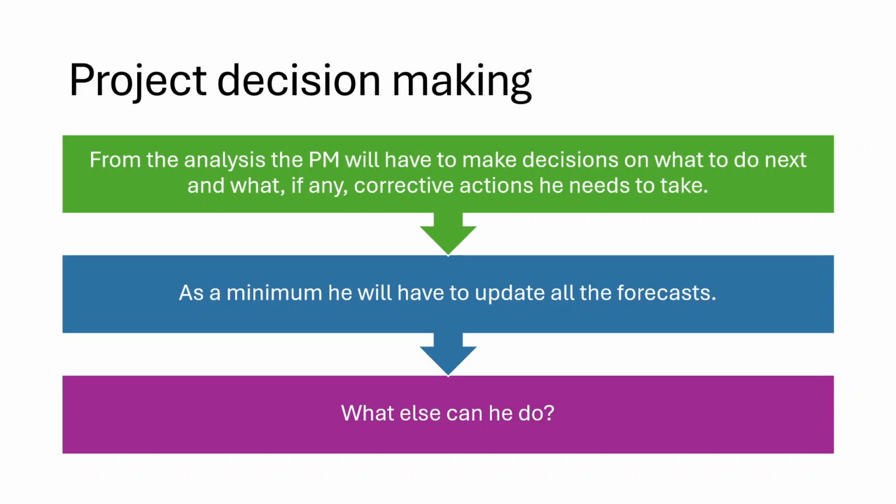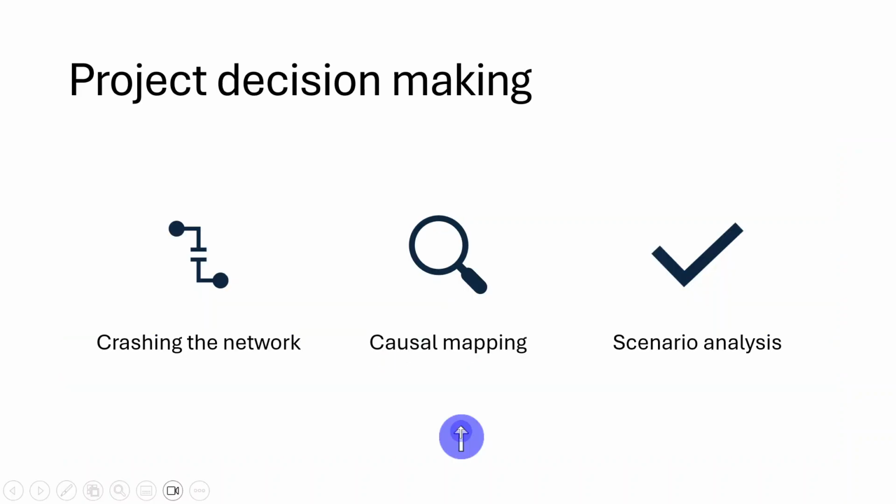Project decision making: from the analysis, the PM will have to make decisions on what to do next and what, if any, corrective action he needs to take. As a minimum, he will have to update all the forecasts. Project decision making involves crashing the network, causal mapping, and scenario analysis.